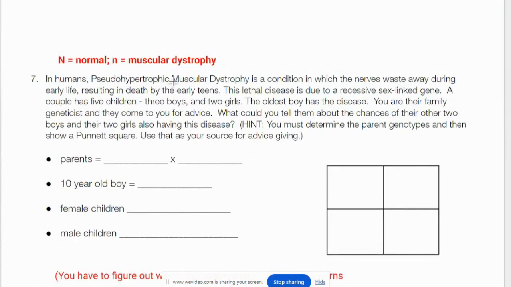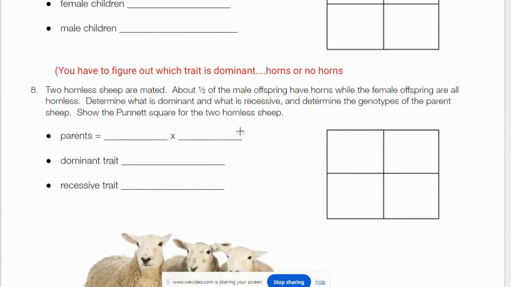You don't even know what this is. It's some disease, but all you need to know is we're using N's. Little n, they have the disease. Big N, dominant, is normal. And then try to do this one. If you don't do this one, at least try it. If you try it, you'll get full credit even if it's wrong.